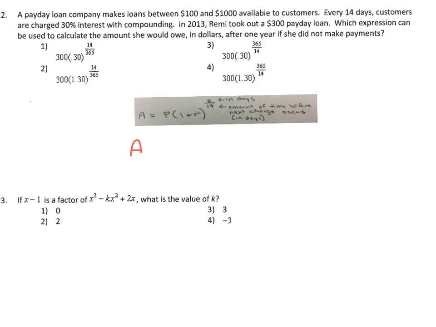So A equals, the amount that she borrowed was $300. So that'll be our P. And then 1 plus the rate. So 1 plus 30% would be 1.30. And then if she didn't make a payment for a full year, in a year there's 365 days, so I'm going to plug that in for t, that's how many days have passed, and we'll divide that by 14 because every 14 days she's going to be charged interest. So that would be choice 4.